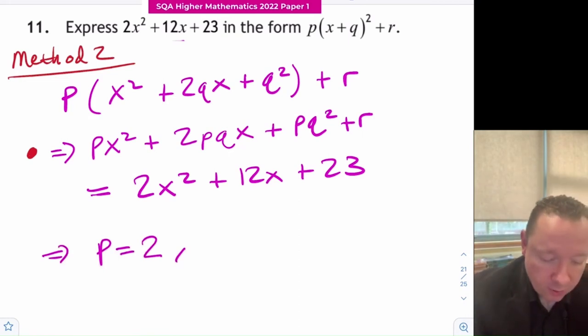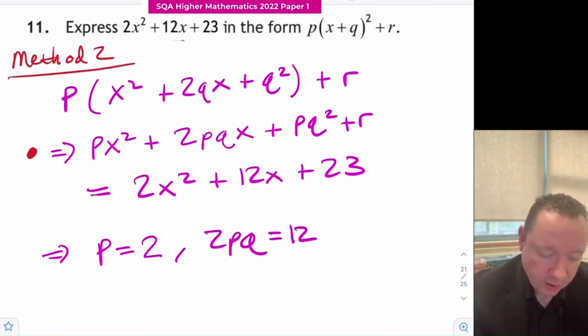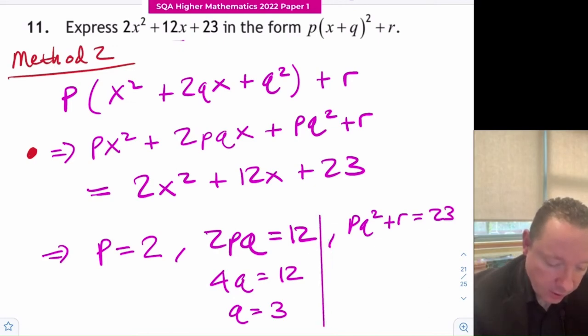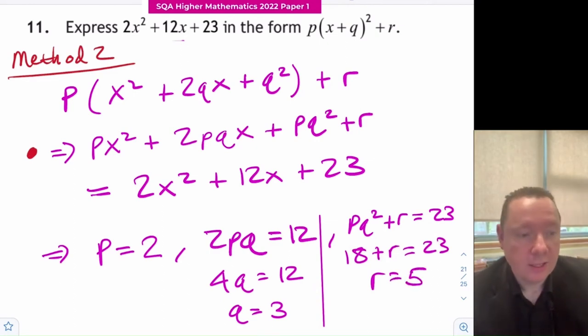And similarly, the coefficient of x in the first is 2pq, and that equals 12. But we can immediately work out, since p is 2, that means that 4q equals 12 and q equals 3. And finally, we can see that pq squared r, plus r, sorry, is the constant and equals 23. But we already know that p is 2 and q is 3, so substituting that in, we get 2 times 9, which is 18, plus r equals 23. So r equals 5 in this case.